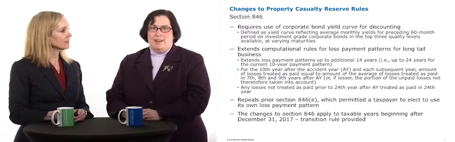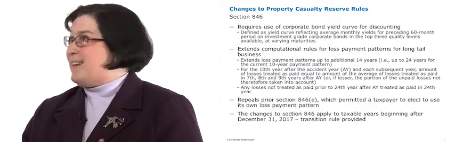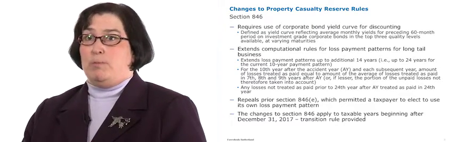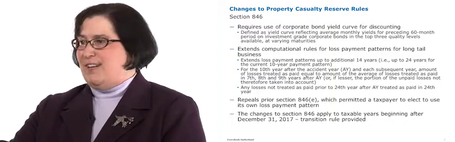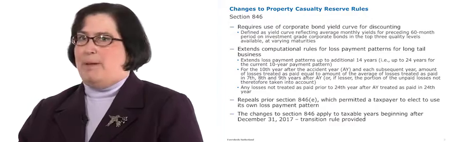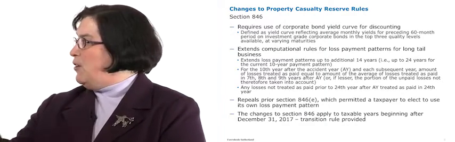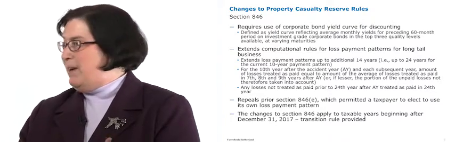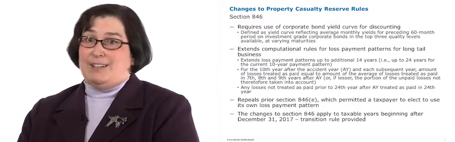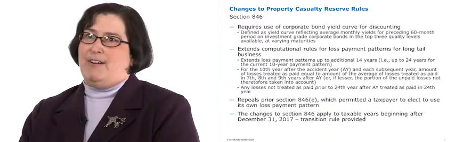For property and casualty companies, the change to the reserve increases the amount of their discount. So there's a change to the interest rate so it's now based on the corporate bond yield curve, and there's an extension on long-tail business to the period for the loss payment patterns and some changes to the payment assumptions so that you end up with a longer, flatter curve that could last up to 24 years. There's also a repeal of the provision that allowed taxpayers to use their own payment patterns. So now everybody's going to have to use the IRS's tables.